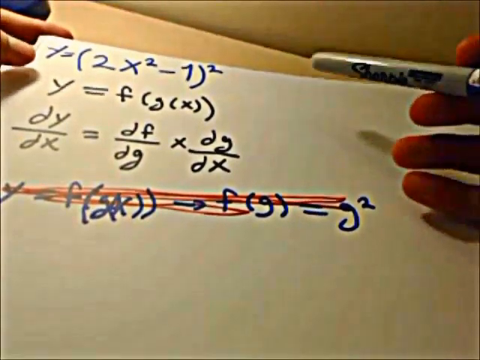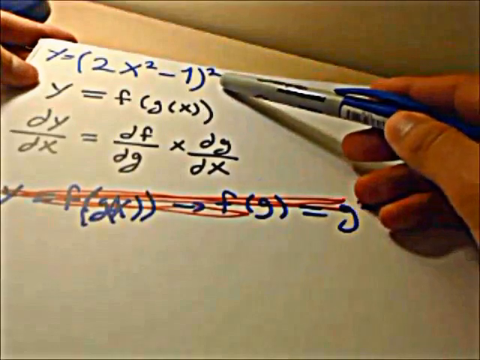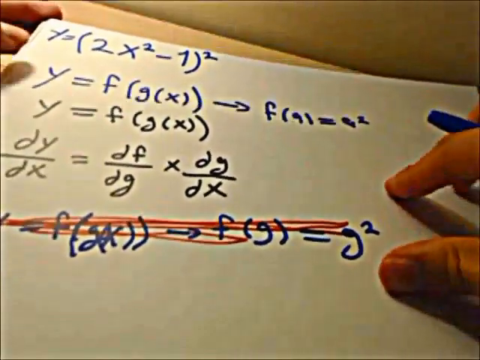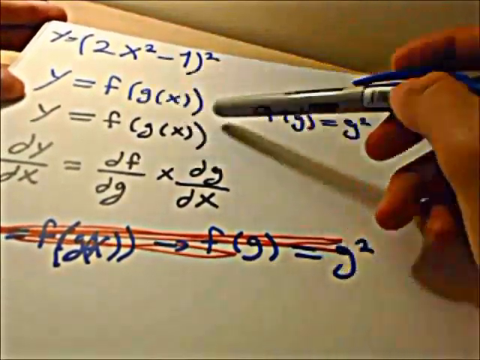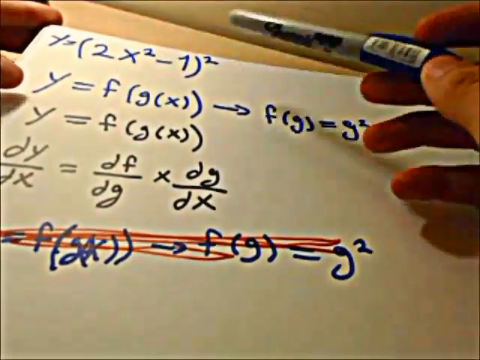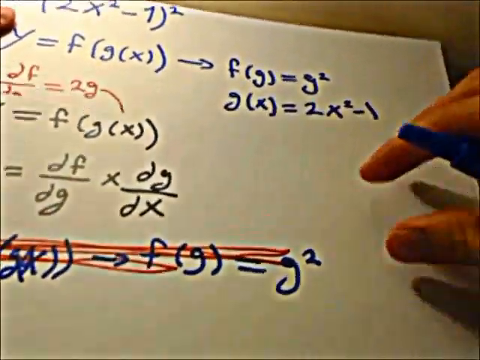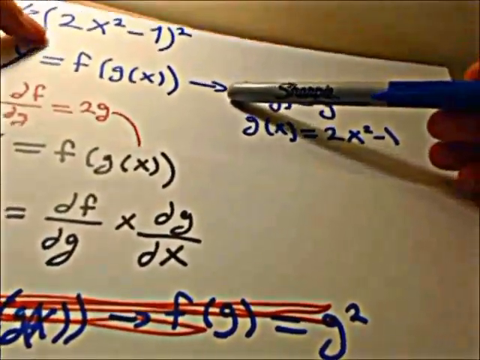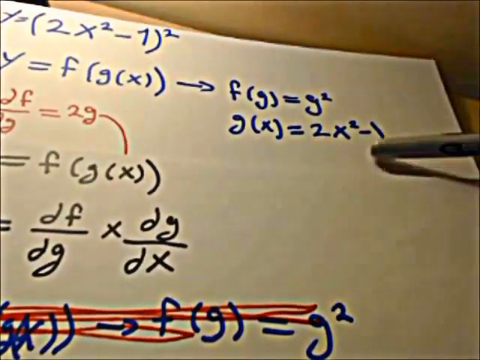Suppose that we have y equals (2x squared minus 1) all squared, so it's all inside the square. That means we have two functions, inside and outside, where the outside is the square. In other words, if you want to write it down in the original formula, we've got f of g of x. We consider the outside f of g equals g squared. We let g equal the terms that we've got inside the parentheses, so g of x equals 2x squared minus 1.